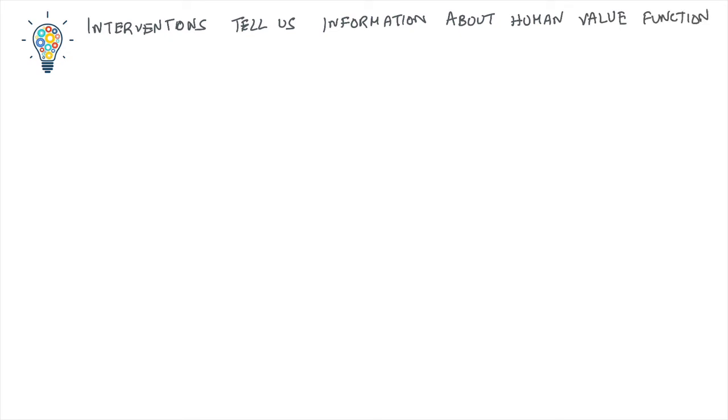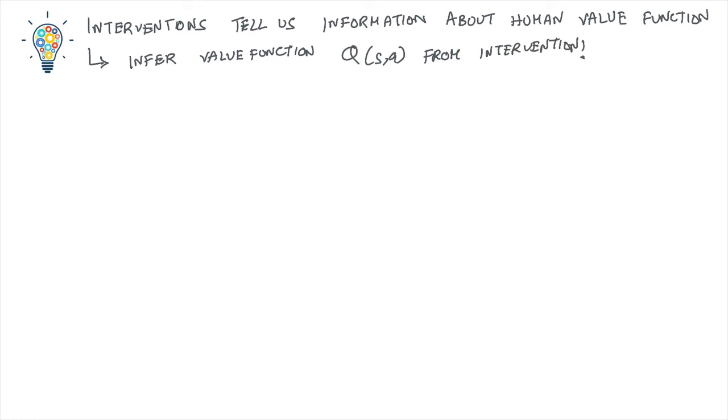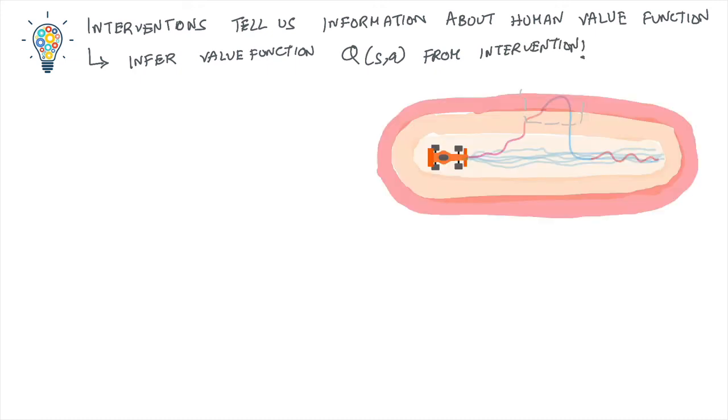All right, so let's take a step back. Our key insight is that interventions tell us information about the human value function. So a simple question is, can we use interventions to infer the human value function Q(s,a)? And the answer is yes. We do so by proposing a method, expert intervention learning, which happens to be a very simple constraint optimization problem.